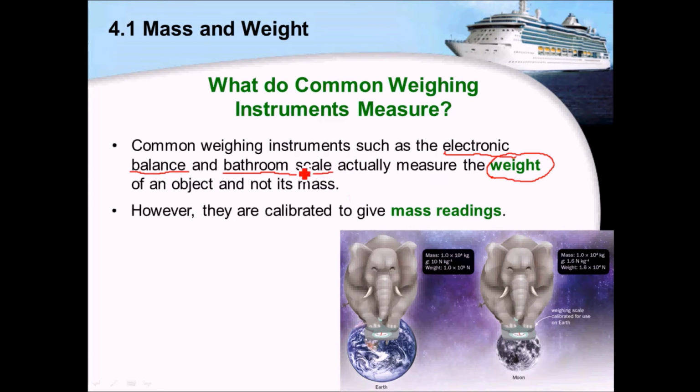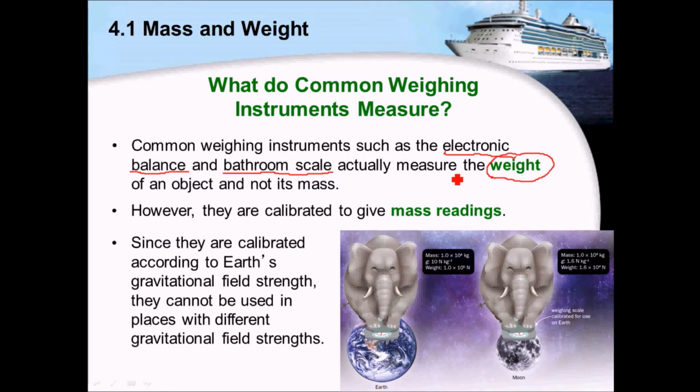So if, let's say, you bring the bathroom scale or the electronic balance to another planet, it will not work. It will give you a false reading. Since it's calibrated to Earth's gravitational field strength, it cannot be used in a place of different gravitational field. The weight of an elephant might be about 10 to the power 6 Newton. Here it becomes 1.6 times 10 to the power 4 Newton. So there's a great difference, but the mass of the elephant remains the same.